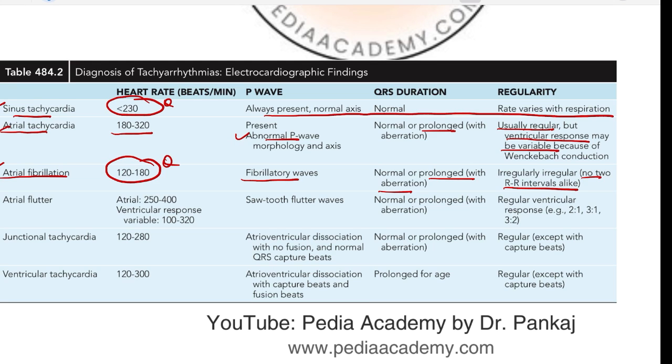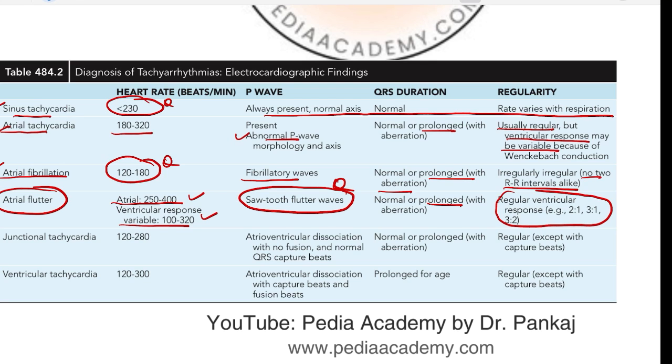Next entity is atrial flutter. So what is the difference between atrial fibrillation and flutter? Just we will see. In this, atrial rate is 250 to 400, and ventricular response is variable, 100 to 320. In this condition, the characteristic P wave will be seen, that is saw wave, flutter waves. QRS duration will be normal or prolonged, and regularity is regular, with ventricular response 2:1, 3:1, and 3:2.